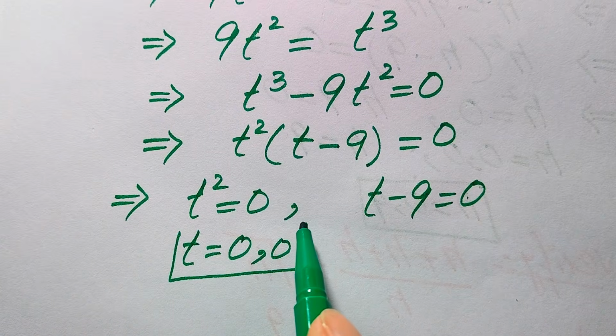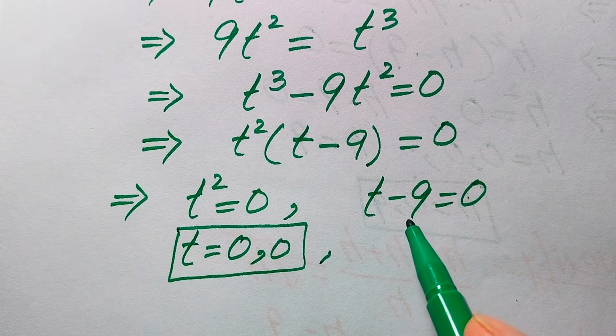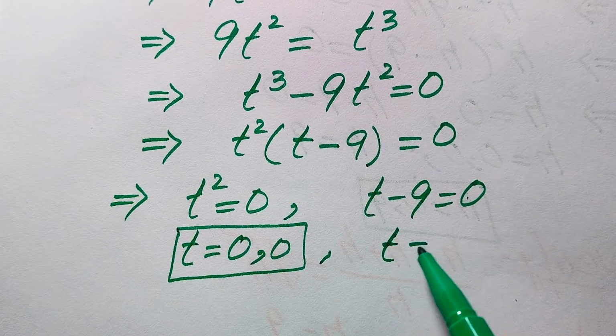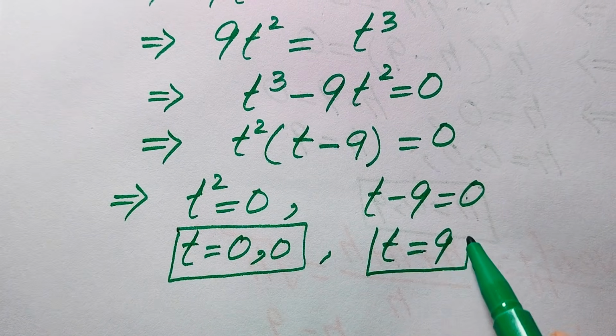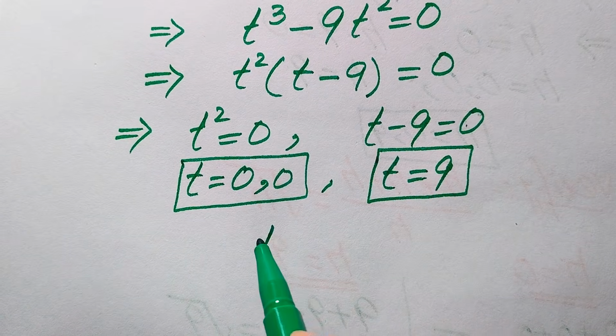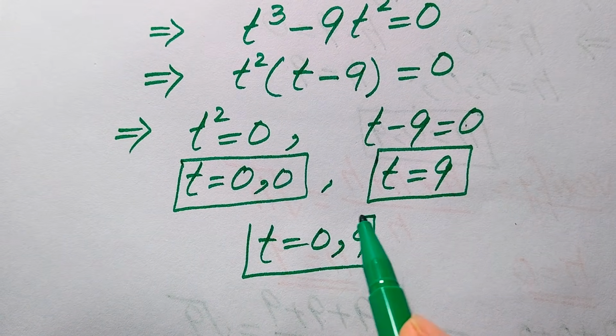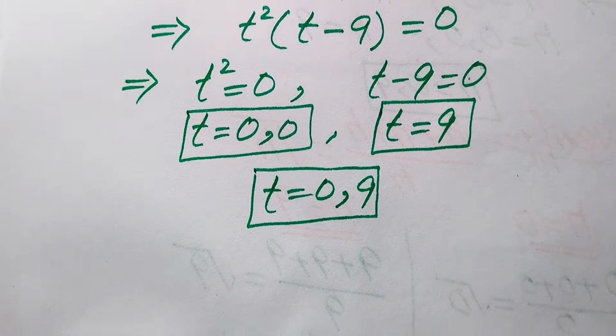So from here we obtain the repeated roots of t. Then we move minus 9 to the right hand side, and we get the second value of t is 9. So here we have 0 as the repeated root, and the distinct roots of the given equation are 0 and 9. So these are the two distinct roots of the given equation.